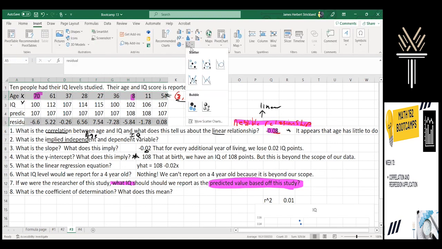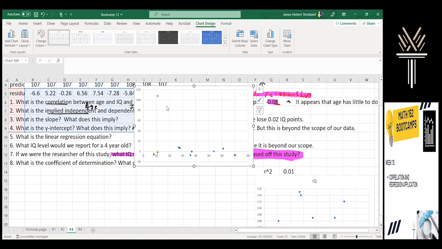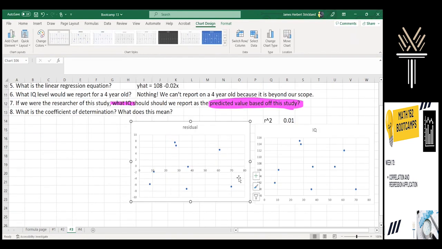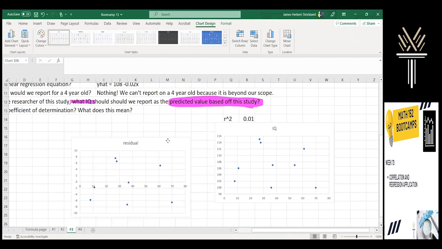Insert scatter plot. And so if I looked at just the residuals, notice that the residuals, at least in my opinion, look relatively random. It looks relatively random and about equally split. So the residual looks fine.